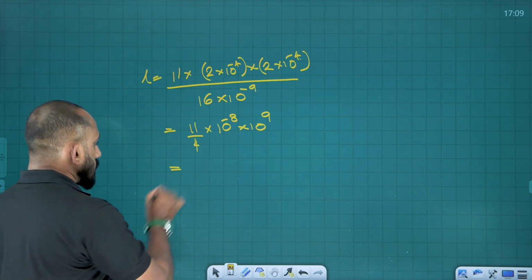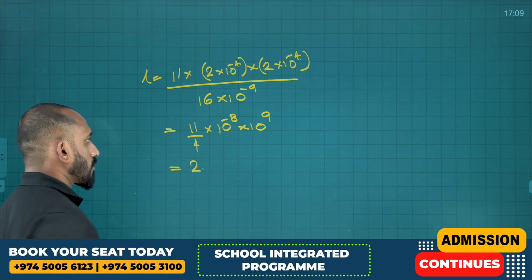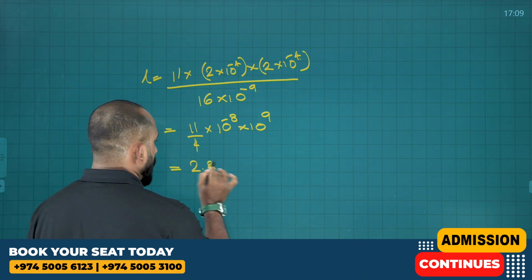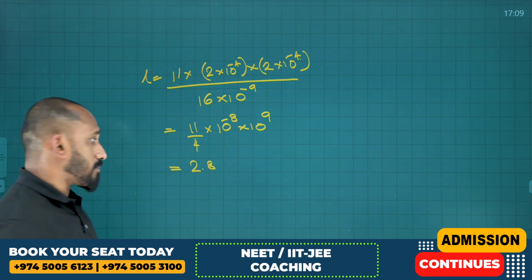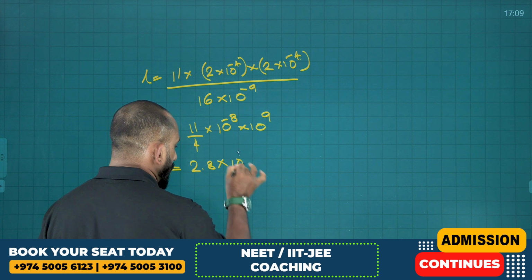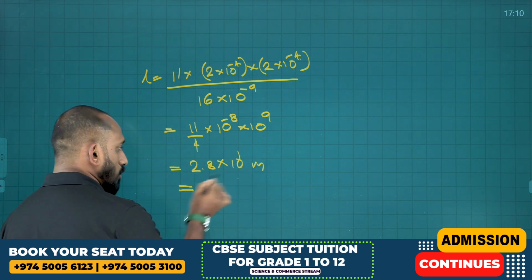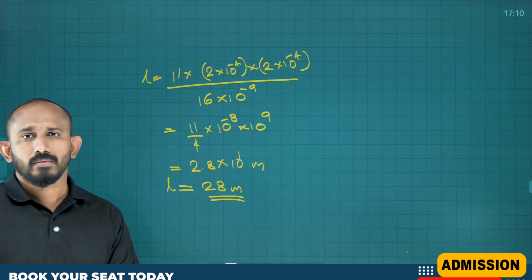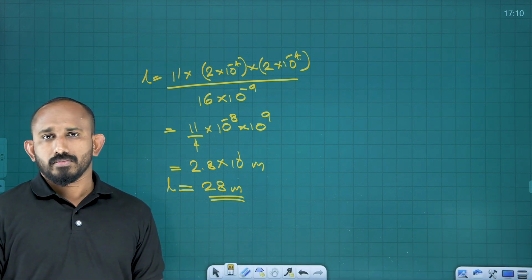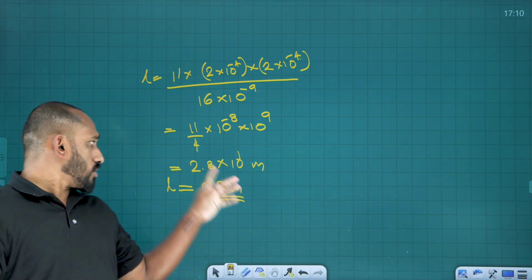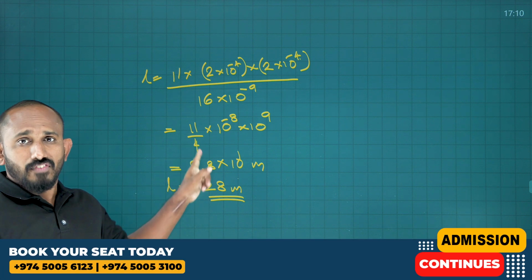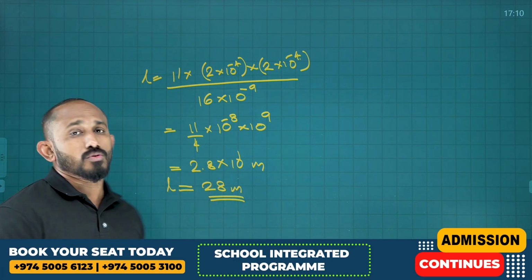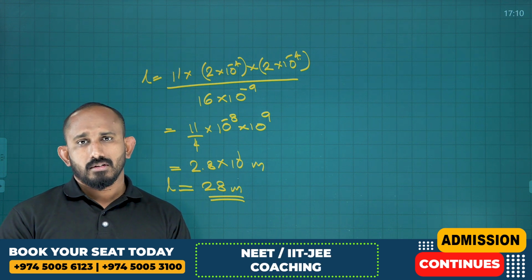So it will be 2.8, and almost 2.8 you can keep it as into 10 raised to 1 meters. That is how much? 28 meters will be L, approximate. So approximation kind of 2.8. So 28 meters will be the length of that wire.